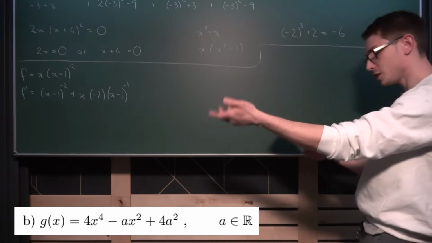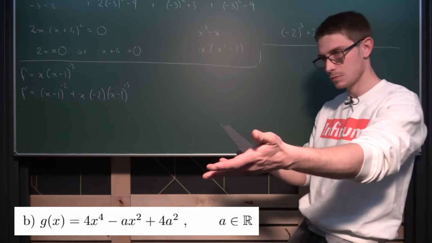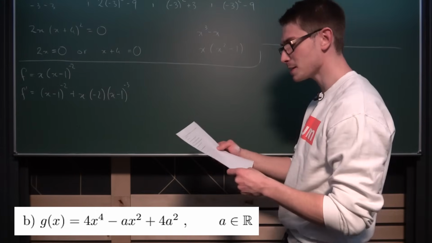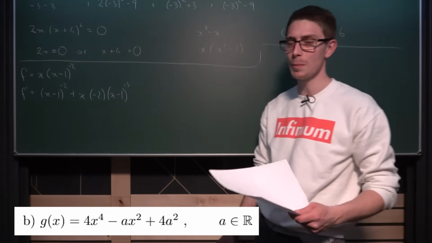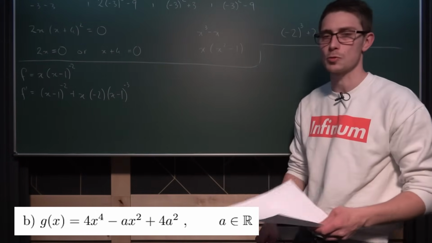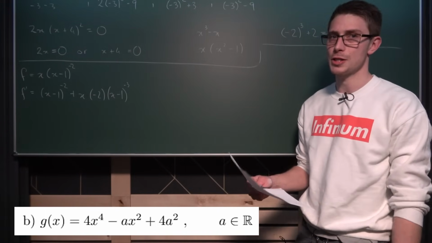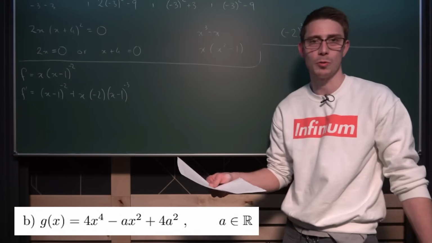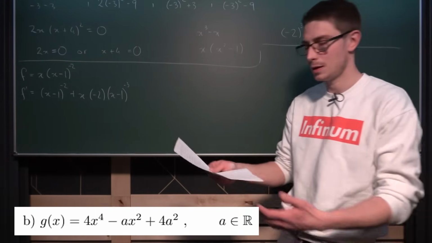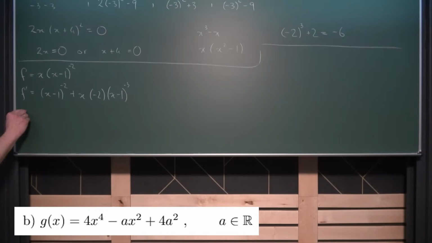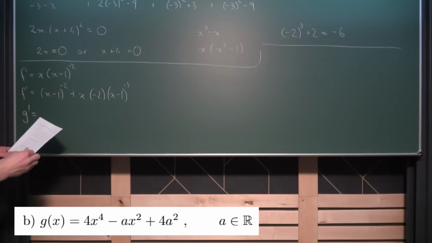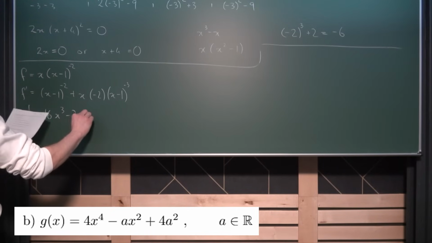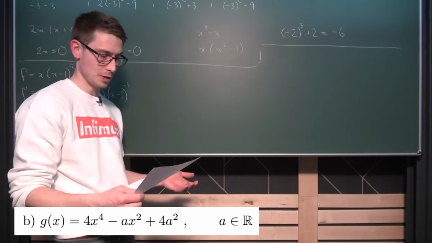Now, the next one is going to be g being equal to 4x to the 4th power minus ax squared plus 4a squared. And you can probably guess what most of the students did wrong. Nearly everyone also differentiated a. They got it right on the middle term. They left a alone. But on the last term, why not differentiate a too? I don't get it. Meaning if we were to differentiate this, then we are going to get that g prime is equal to 16x cubed minus 2ax. And the last part is going to vanish, obviously.